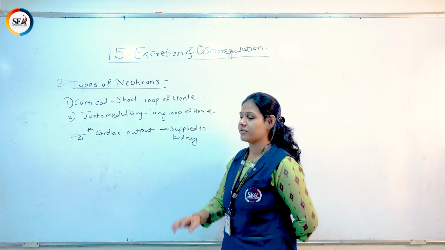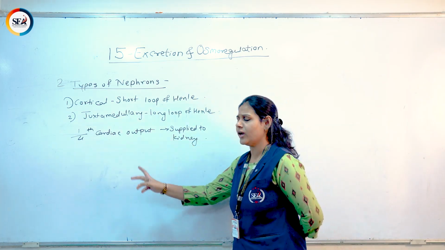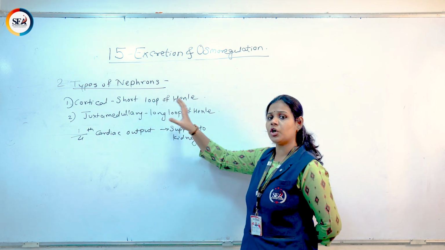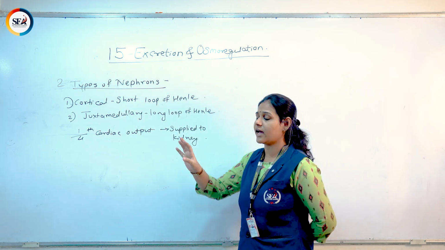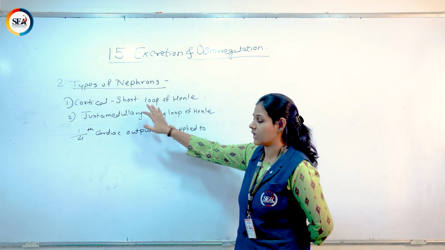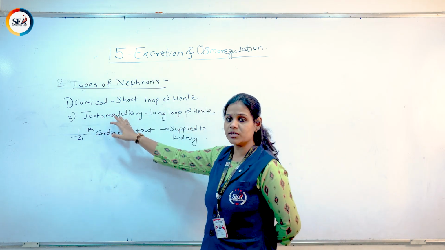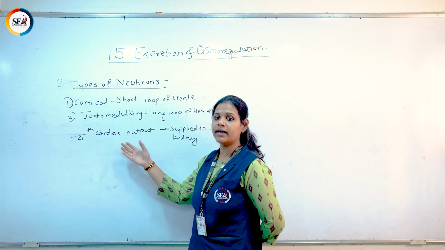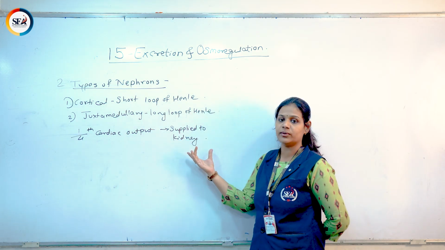There are a total of two types of nephron. One is the cortical nephron, other is the juxtamedullary nephron. The cortical nephron usually has a short loop of Henle and most of the nephrons are of this type. Second is the juxtamedullary nephron, which has a long loop of Henle. One fourth of cardiac output is usually supplied to the kidney.